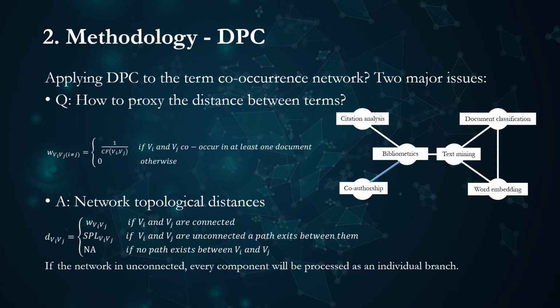And if the 2 terms are not directly linked, like these 2, citation analysis and word embedding, we will find a shorter distance between them. And in another case, if the network is disjointed, like it has several components, we will deal with each component as an individual branch for the final hierarchical topic tree.